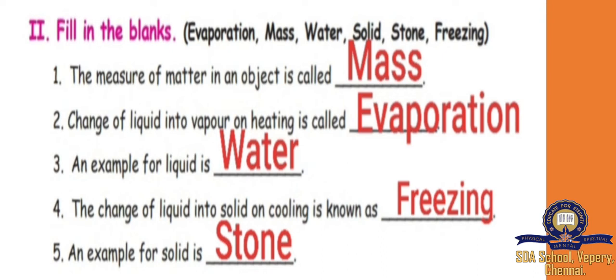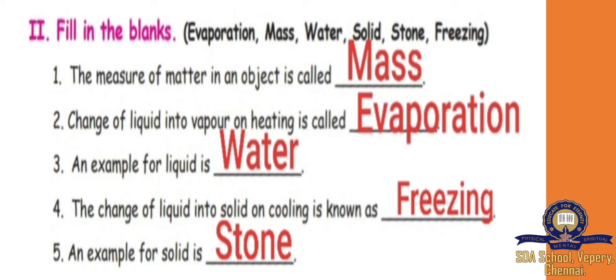The measure of matter in an object is called... What is the measure of matter in an object? In the starting of the lesson we have learned. What is that? Mass. Okay? So it is mass. Second one. Change of liquid into vapor on heating is called evaporation. Okay? Evaporation. Third one. An example for liquid is water.